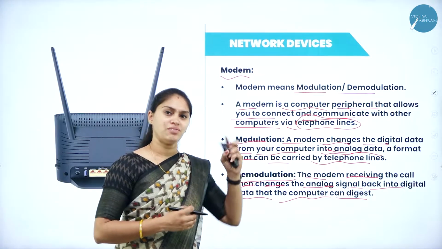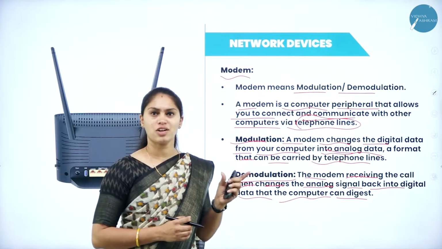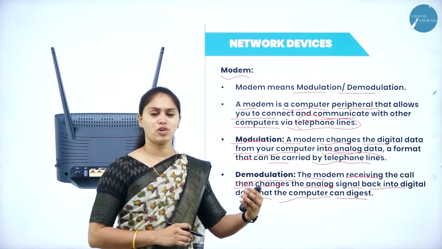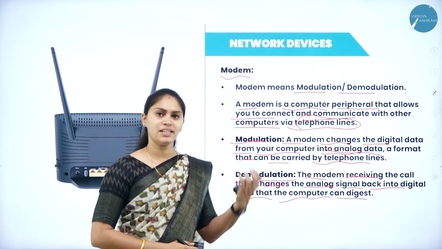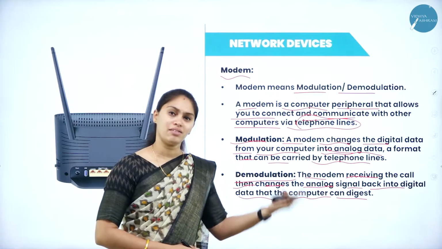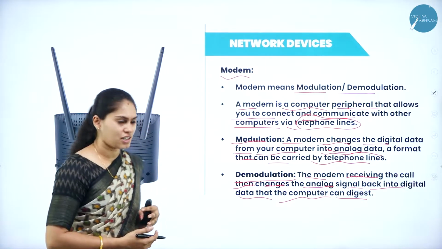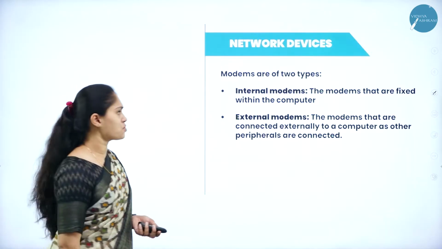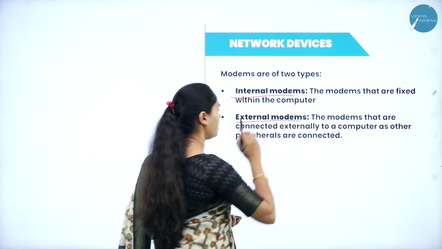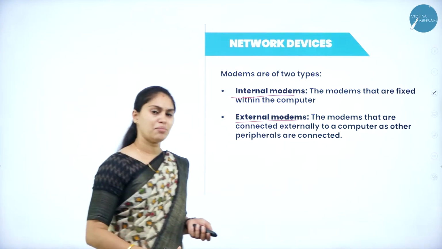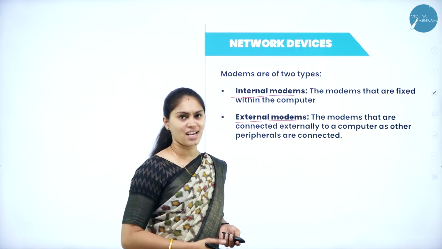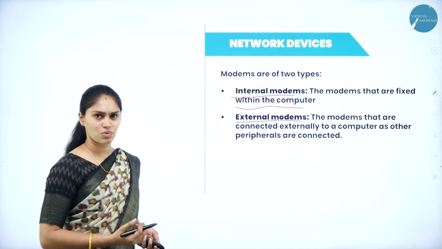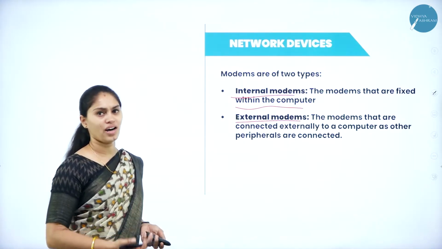So to convert digital to analog, we use modulators, the modulation process. And if I want to communicate with another computer system, the analog signal needs to be converted into digital again. The demodulation process helps us do that. We also have types of modem, including internal modem and external modem. If we have an inbuilt modem in the computer system, fixed within the computer, it is considered an internal modem or inbuilt modem.